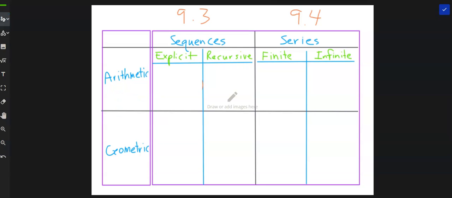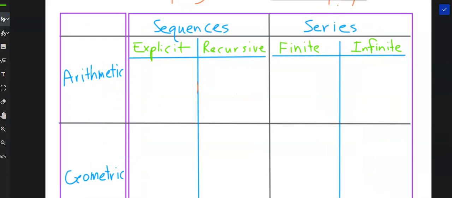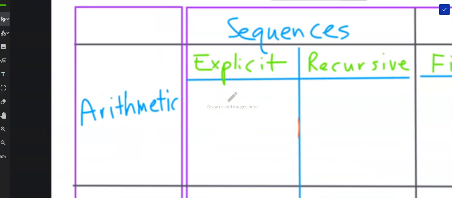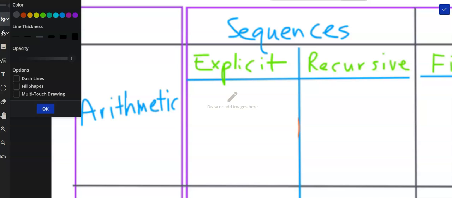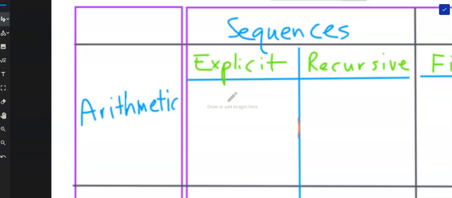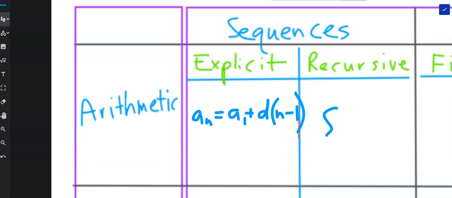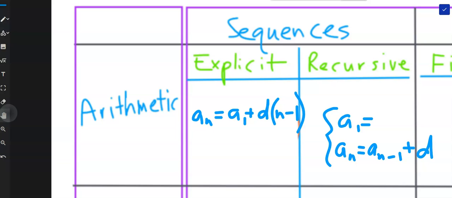So, I've made a chart for you to kind of have in your notes. So for sequences, explicit sequences, a sub n equals a sub 1 plus d times n minus 1. The recursive one is the two-parter, right? A sub 1 equals the first term, a sub n equals a sub n minus 1 plus whatever the common difference is. Sorry, I bled over into the next box.